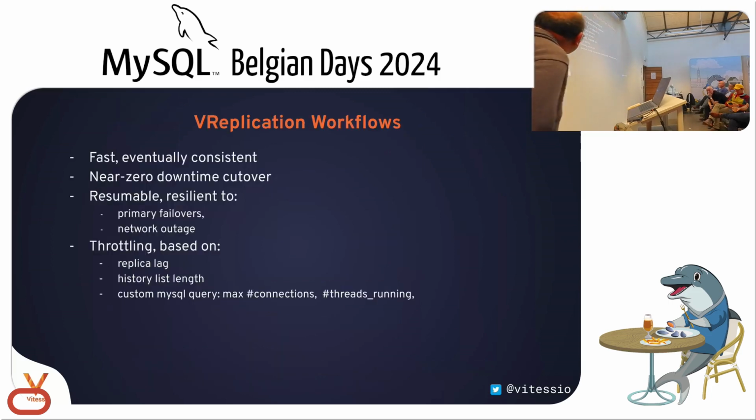Some properties: it's fast, but eventually consistent. During the copy phase, it's not. It's very resilient to failovers. We automatically check errors, sleep, and retry. There are various throttlings because you are streaming from the source, so you're affecting production. If production is affected, you can use Freno style replica lags or any show global variables. We also check the history length during the copy phase.